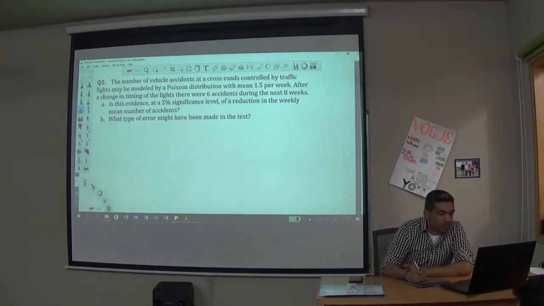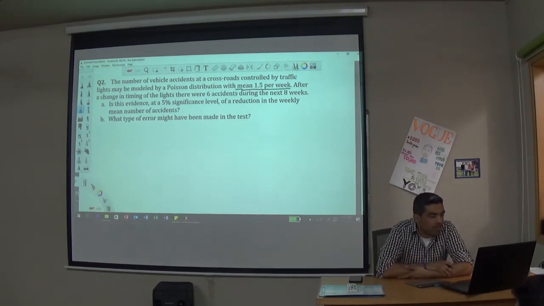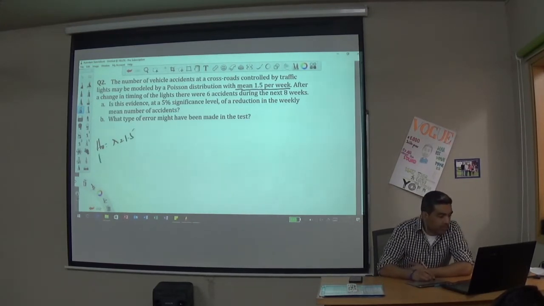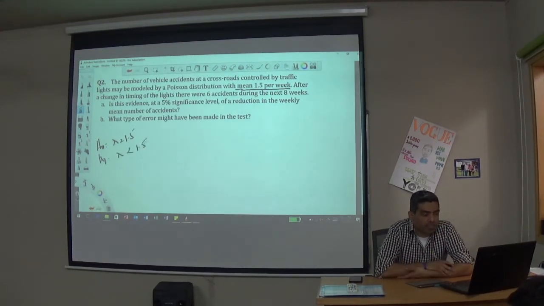Being modeled by a Poisson distribution, meaning 1.5 per week. After a change in timing of the lights, there were 6 accidents during the next 8 weeks. Is this evidence at a 5% significance level of a reduction in the weekly mean number of accidents? So apparently H naught is 1.5 per week, but we think after the installation of the new traffic lights, the lambda value has actually decreased. That's what we think.